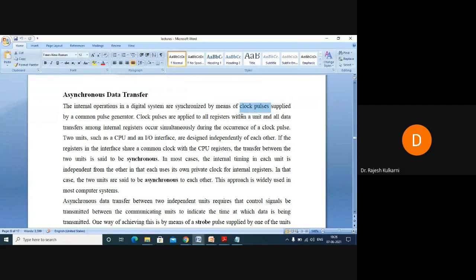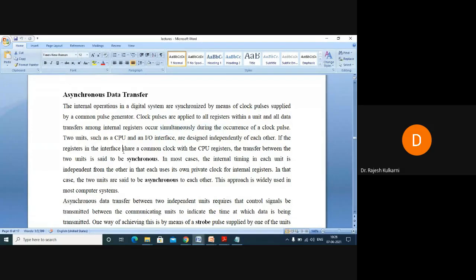A clock pulse, and that clock pulse will be supplied by a pulse generator, but this is a shared common one. Now this clock pulse will be applied to all the registers. And all these internal registers can simultaneously have data transfer and data exchanges during the occurrence of that clock pulse.